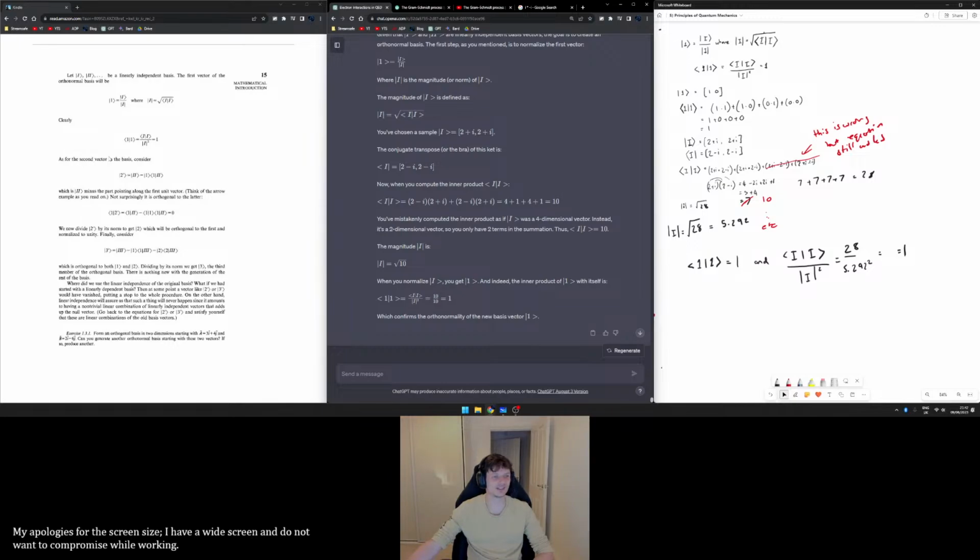It says, as for the second vector in the basis, consider 2 prime equals II minus 1 II, which is II minus the part pointing along the first unit vector. Think of the arrow example as you read on. Not surprisingly, it is orthogonal to the latter. So 1, 2 prime is equal to, let's do that then.